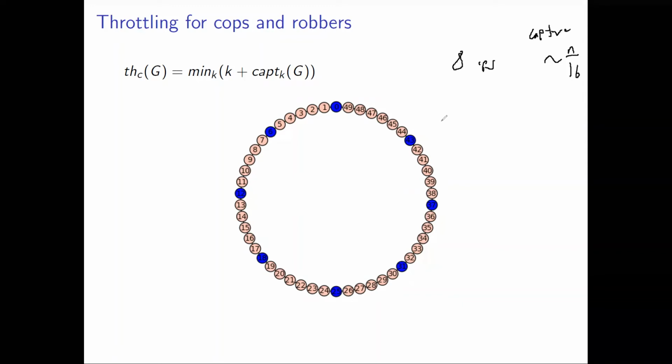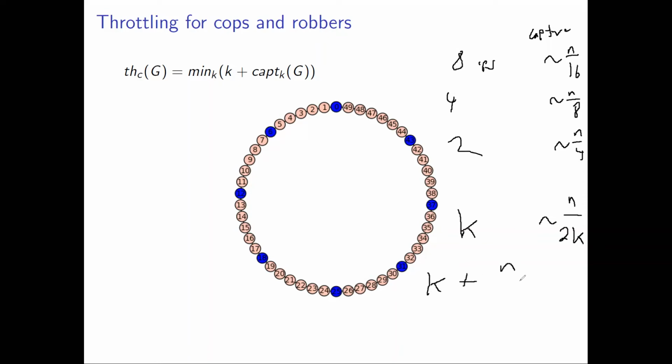And this generalizes. We saw 4 was approximately n over 8, and 2 was approximately n over 4. If you use k cops, the capture time is going to be approximately n over 2k. So for the cycle, you're trying to optimize something that's approximately k plus n over 2k.